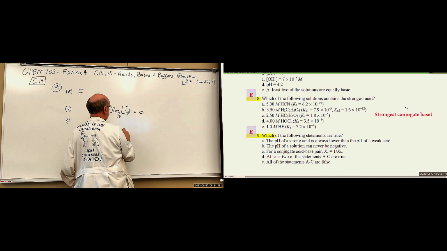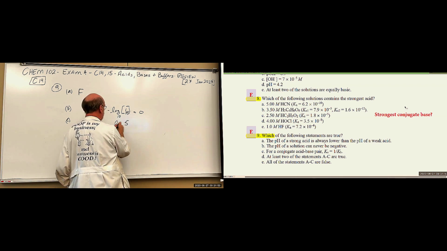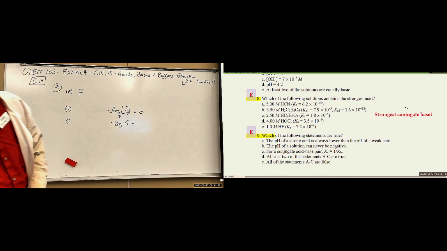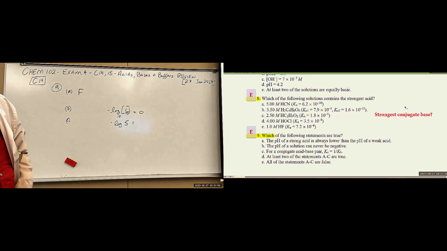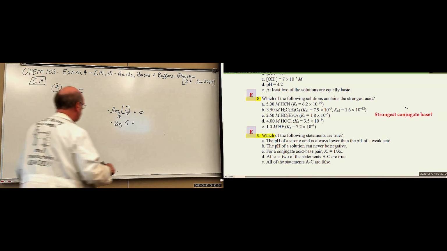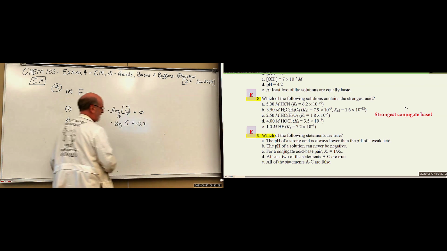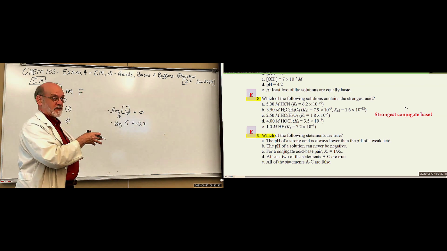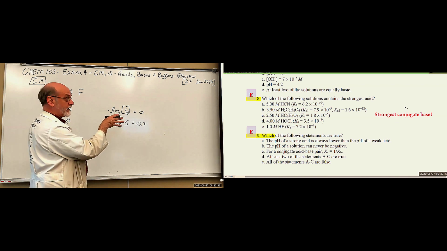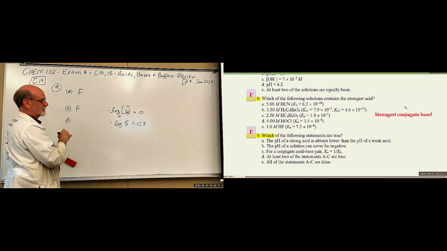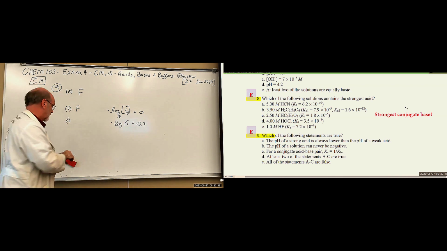Okay, how about 5 molar? There we go. Negative log of 5 molar. I'm going to have to do that one on my calculator. It would be negative 0.7. So there we got one example, and all you need is just one to make that statement false. You can have negative pHs.